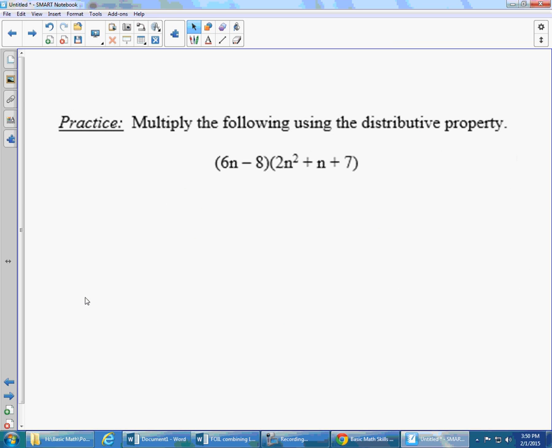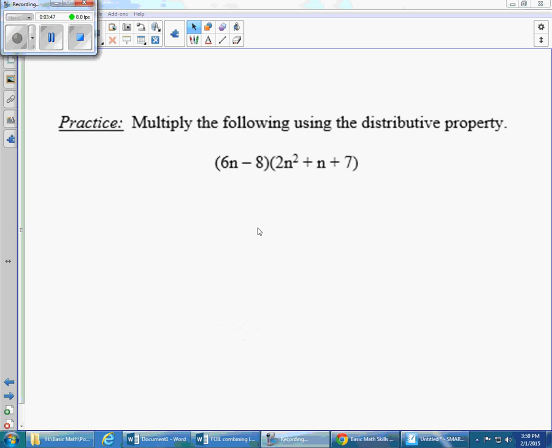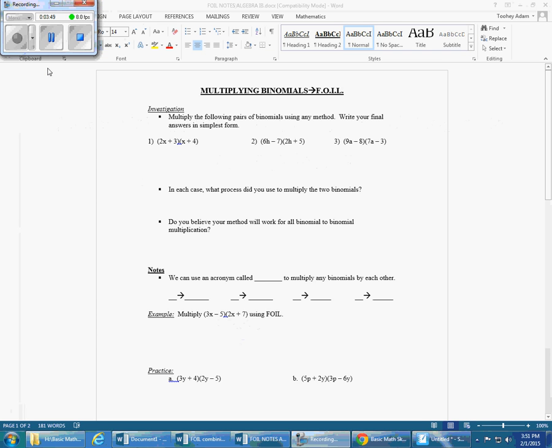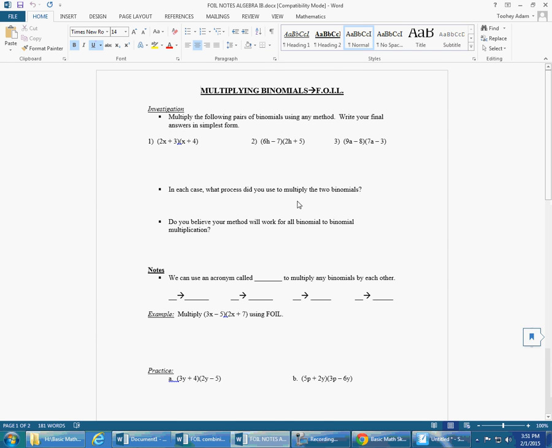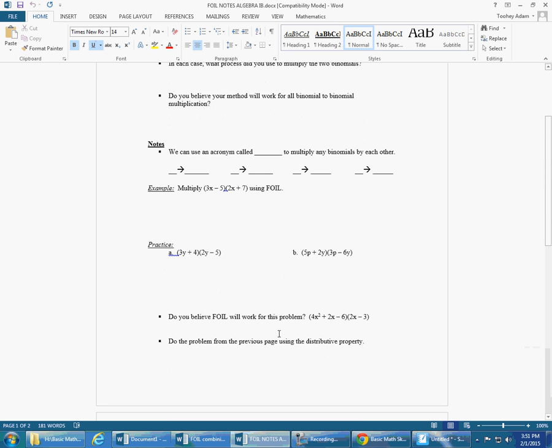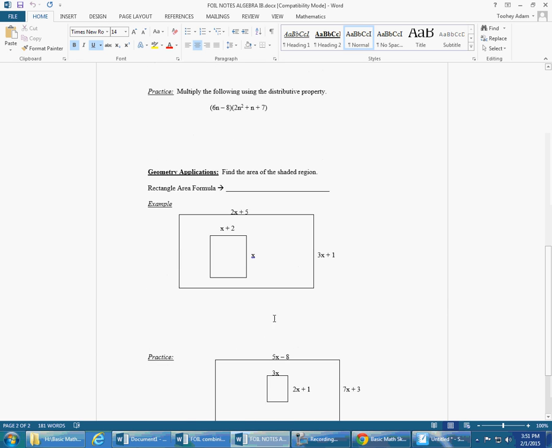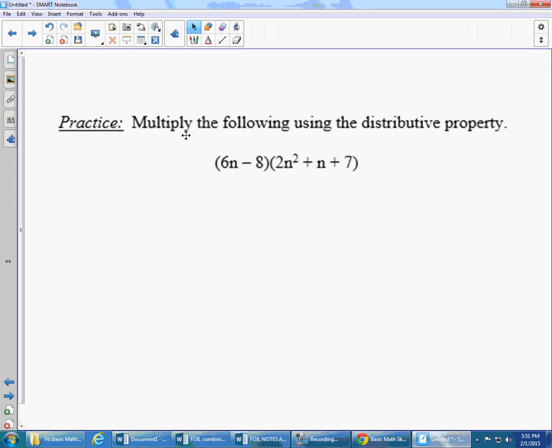If you'll get your note sheet out from the weekend, the note sheet. It looks like this. If you have the note sheet, this was it from Friday. Multiplying binomials, FOIL. We filled this stuff out. We did the front side. We're now going to work on the back side here. So let's go and look at the back side. It says multiply the following using the distributive property. Now, we can't FOIL this because it's not a binomial times a binomial. It's a binomial times a trinomial, okay?